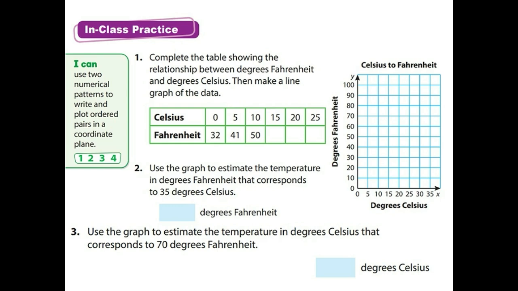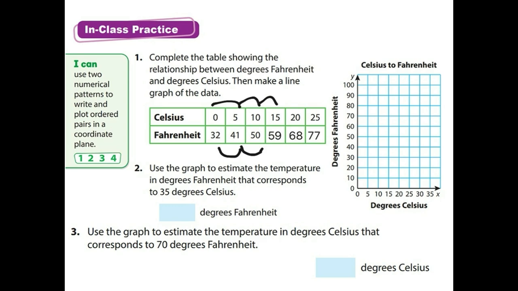So let's look at this table. We're adding 5 each time to the Celsius, right? Adding 5 each time. Well, what are we adding to the 32? Yeah, 32 plus 9 is 41. 41 plus 9 is 50. Go ahead and fill in the rest. You're adding 9 each time. Go ahead and fill in the rest, then we'll go over it.